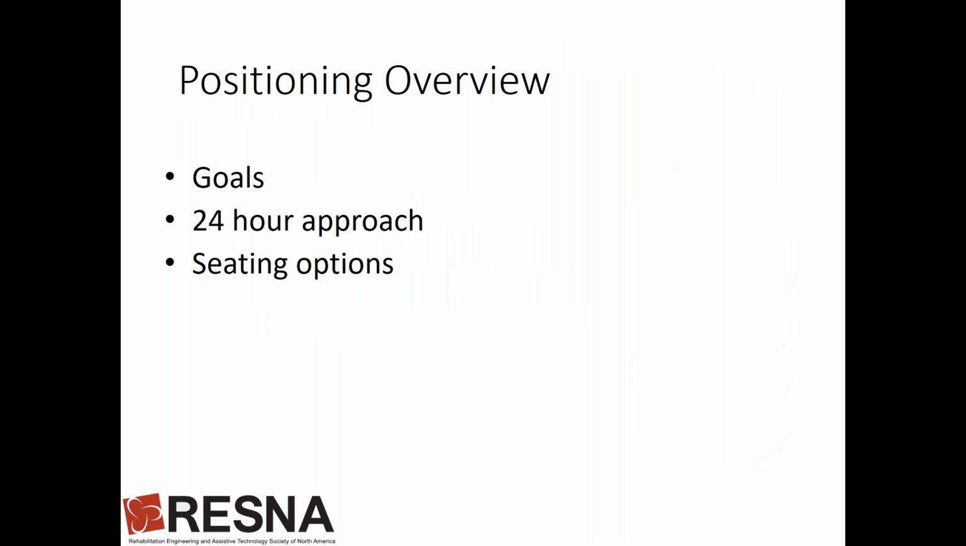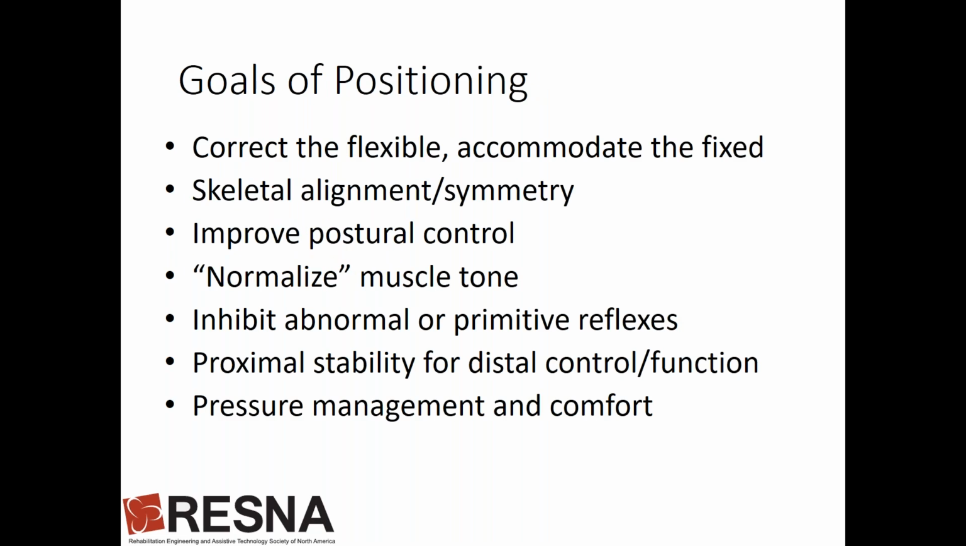We're going to go over goals of positioning. We're going to talk about a 24-hour approach, and then we're going to talk about seating options. So with goals of positioning, we're going to work our way through each one of these. I think of these as golden nuggets. And so the first one: correct the flexible and accommodate the fixed.